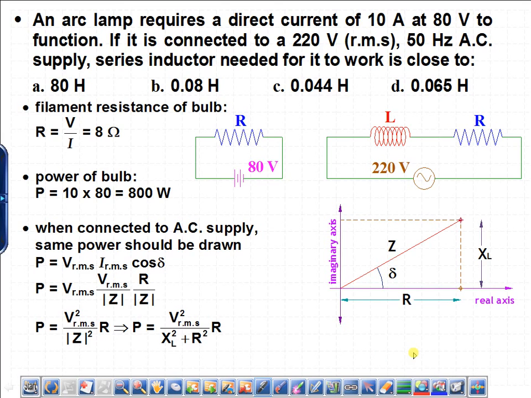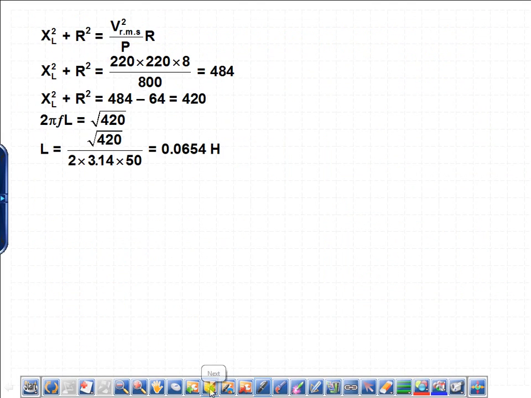So that gives V square rms by Z square into R, and we know that impedance is equal to R square plus XL square under root. So squaring both sides, that is Z square will give us simply R square plus XL square. Now as such, we know that this power drawn by the AC circuit should be matching with that drawn by the DC circuit. Equating these two, we are going to get XL square plus R square is equal to V square rms by power into R.